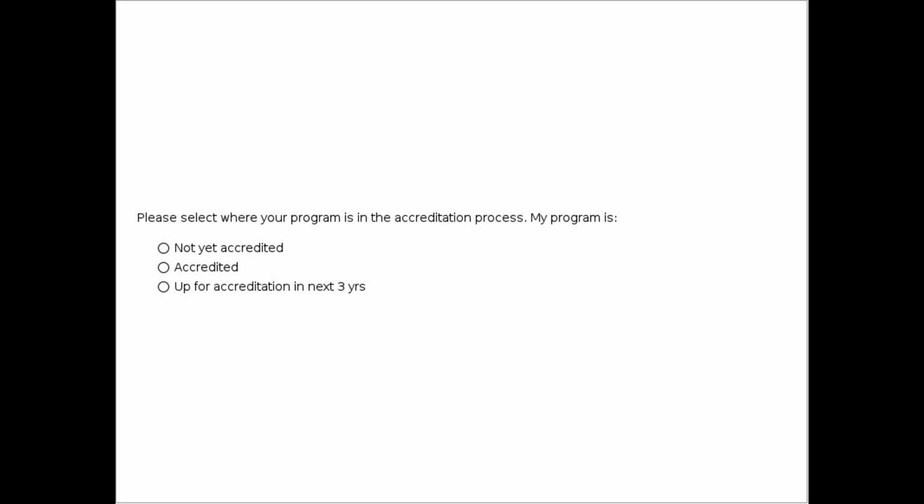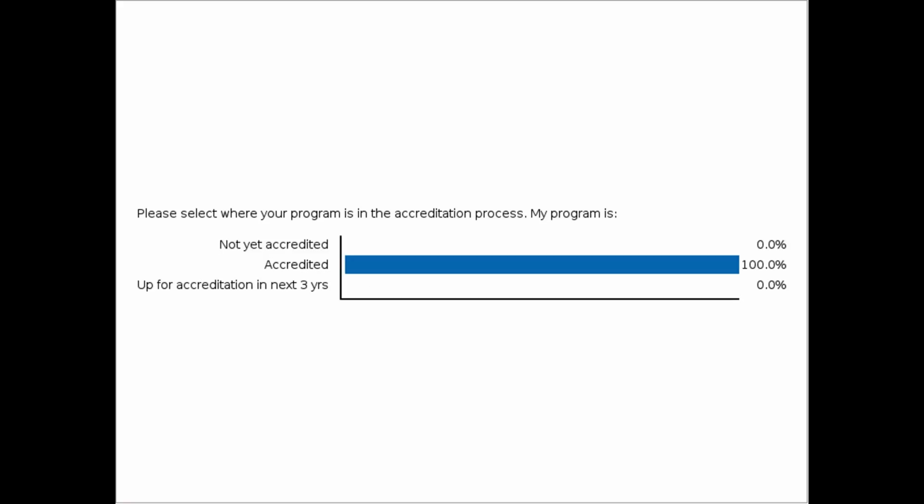Our next question is about your program. Can you tell me whether you are not yet accredited, accredited, or coming up for accreditation in the next 3 years? Okay, that's great. I can see that most of you are accredited, 17 are accredited, 3 are not yet accredited, and 3 are up for accreditation in the next several years.